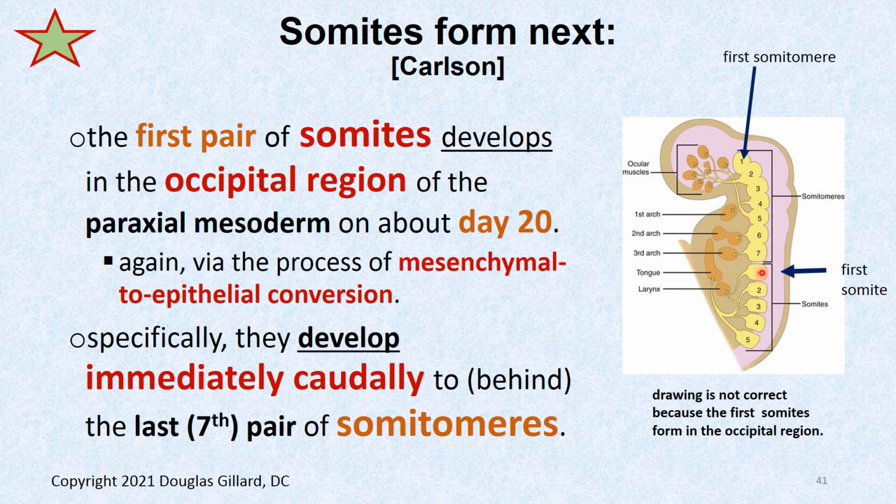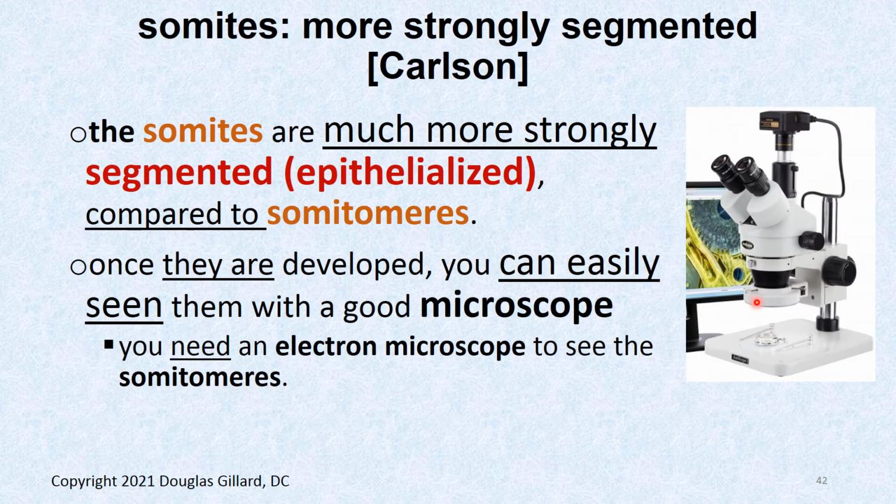But about day 20, our first pair of somites, and they're really just somitomeres. It's the same story, but these clump so strongly that they stick out like a sore thumb. And again, they're converting from mesenchymal tissue into epithelial tissue. We'll look a little bit about how that happens. But once pair number 1 of somites forms, immediately another pair forms, and then another pair forms, and this keeps going and going. The somites are much more strongly segmented too compared to somitomeres.